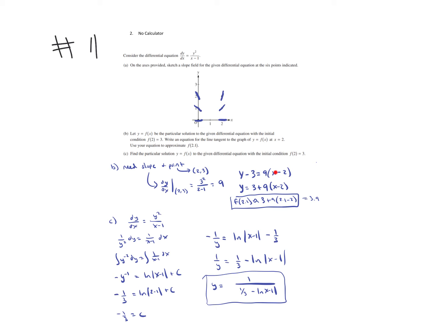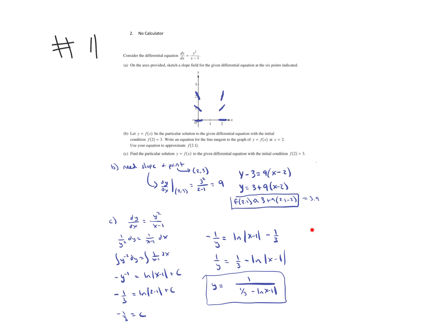And then if we are going to use it to approximate f of 2.1, probably should add the 3 over, so that's where I got to here. That y is f of x, right? They tell us y is f of x. So then f of 2.1 is approximately 3 plus 9 times (2.1 minus 2). Leave it there. No need to make a mistake and simplify it, but if you do, you get 3.9.